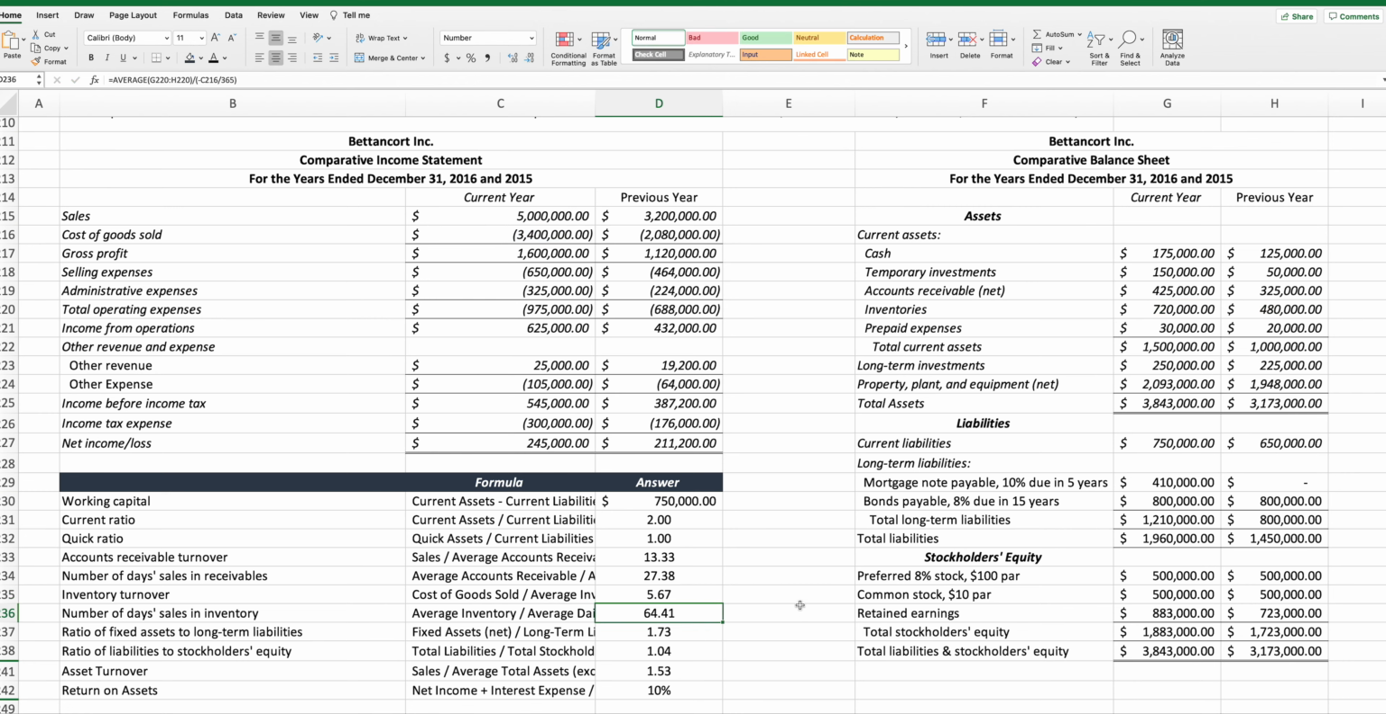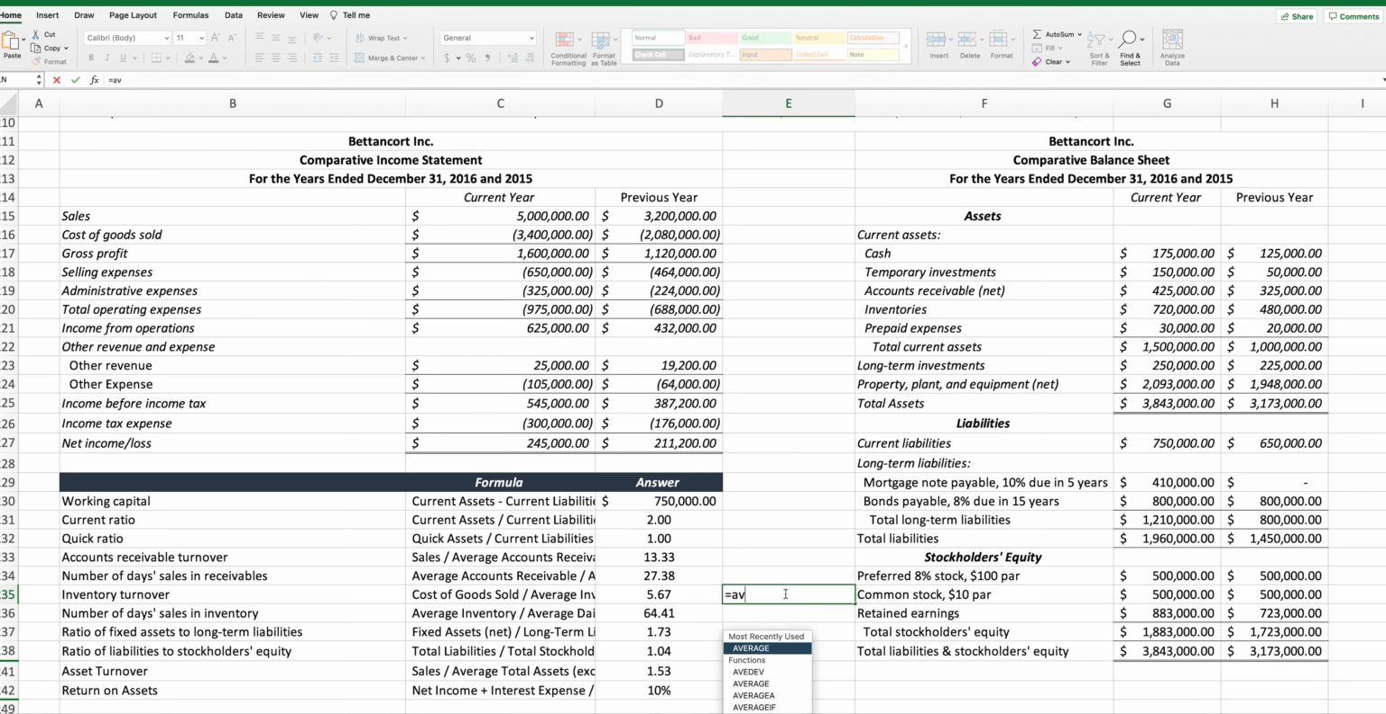And again, we can do the same thing. We can do a two-step process. Average of my inventories, close that, there you go. So it's my, what did I say? It is the cost of goods sold divided by average inventory. So I'm going to pick up my cost of goods sold over here and I'm going to divide it by my average inventory. And that gives me 5.6.